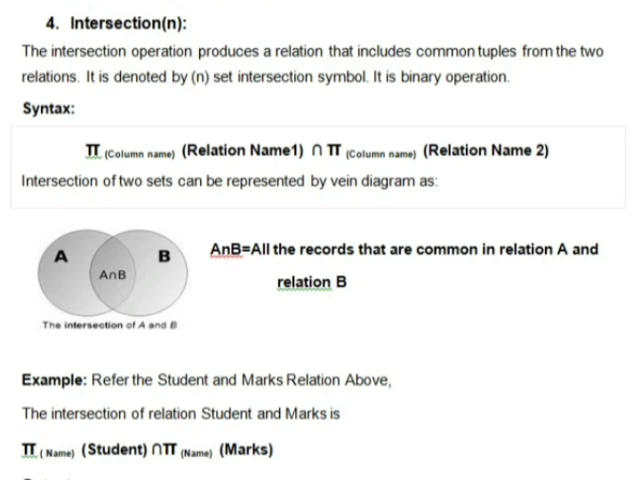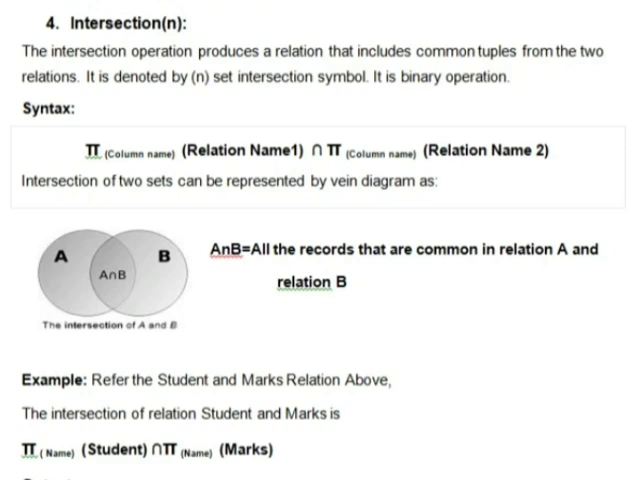Now what do you mean by a binary operation? A binary operation is an operation which requires exactly two operands. The syntax of writing the intersection is pi, which is a project operation, column name, relation 1, intersection, pi, column name, relation 2.